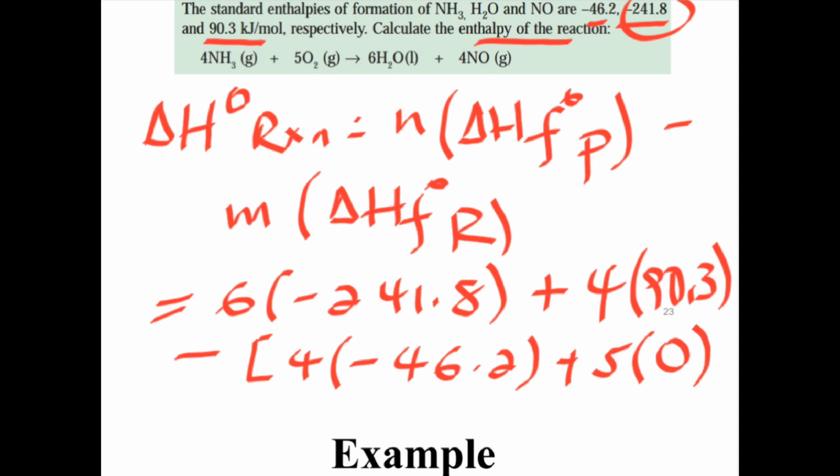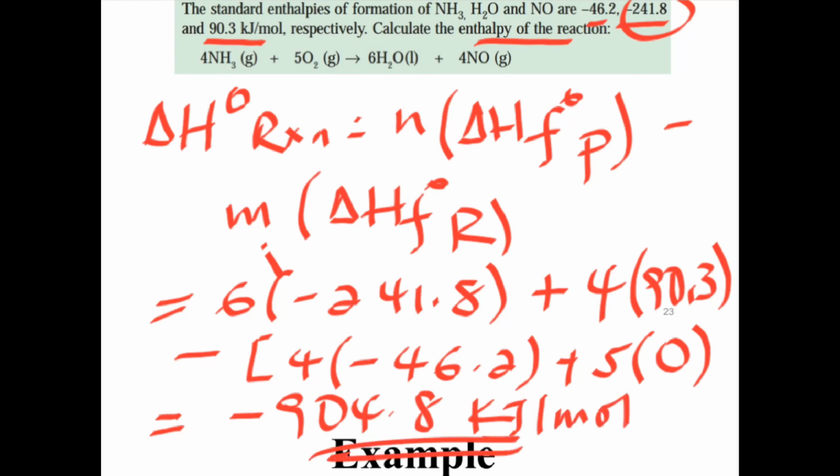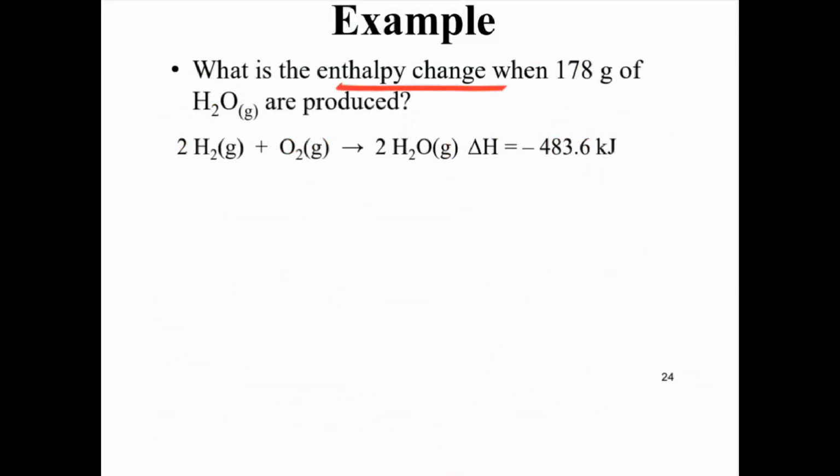standard enthalpy of formation 0 ነው። ምክንያቱም the standard enthalpy formation of an element in its most stable form ከሆነ 0 ነው ስላለ ማለት ነው። ስለዚህ ይሄን ሶልቭ አድርጋችሁ you will get minus 904.8 kilojoules per mole ማለት ነው። ስለዚህ የሪአክሽኑ ሂት ኦፍ ወይም ኢንታልፒ ኦፍ ሪአክሽን ይሄን ያህል ነው ማለት ነው። What is the enthalpy change when 178 gram of water are produced?